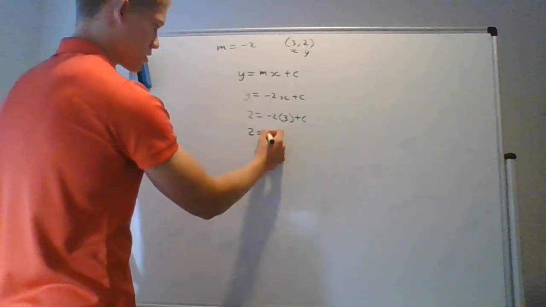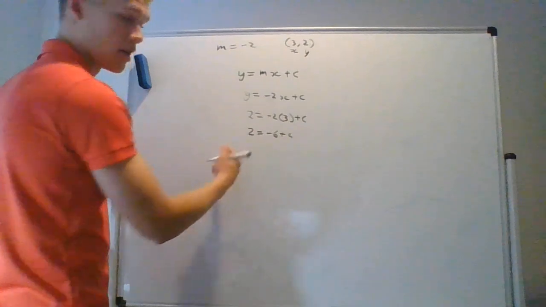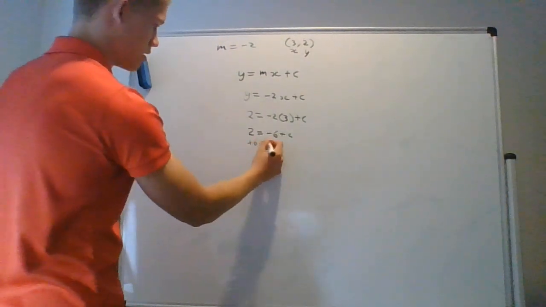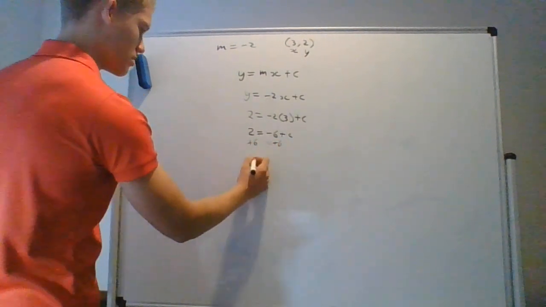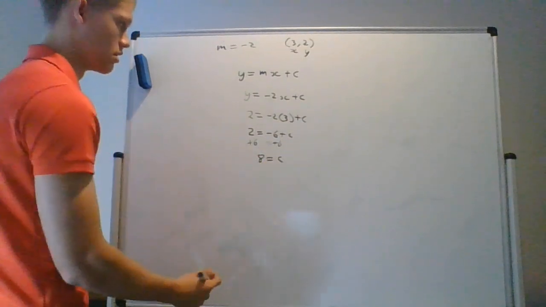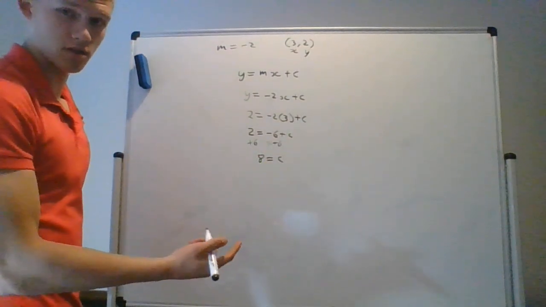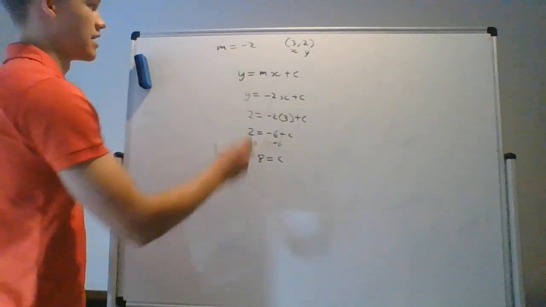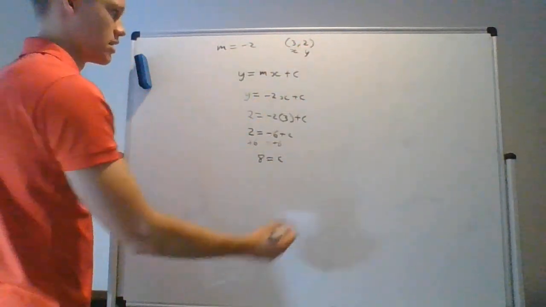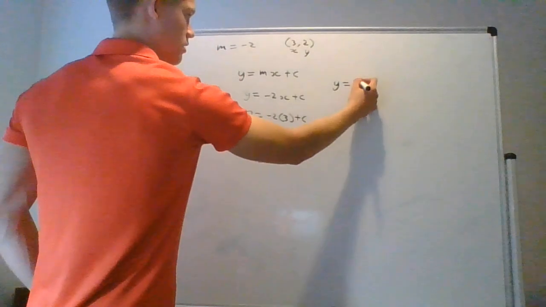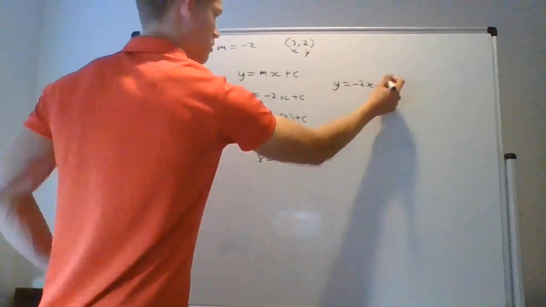So 2 equals -6 plus c, and then we're going to add 6 to both sides to cancel out this 6 on each side. So that'll become 8 equals c. So the equation that has a gradient of -2 and passes through these points is y equals -2x plus 8.